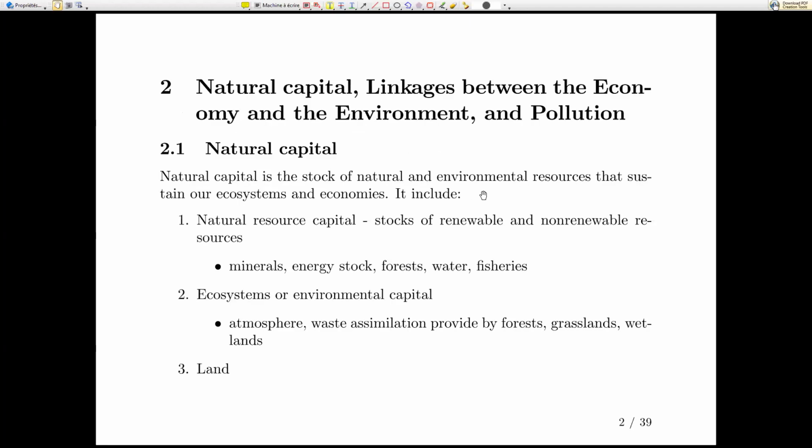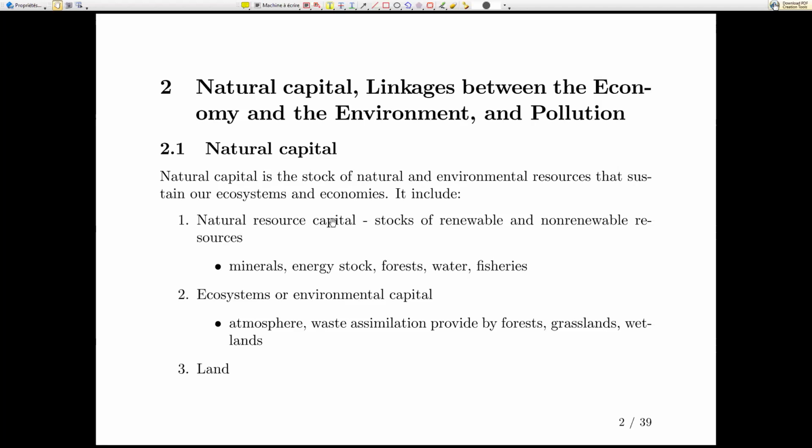Okay, so what do we mean by, first of all, natural capital? I think I said it briefly in the introduction. It's the stock of natural and environmental resources that sustain our ecosystem and economies. Economies depend on the natural capital, such as the ecosystem, and the ecosystem depends on economies as well. So everything is linked together.